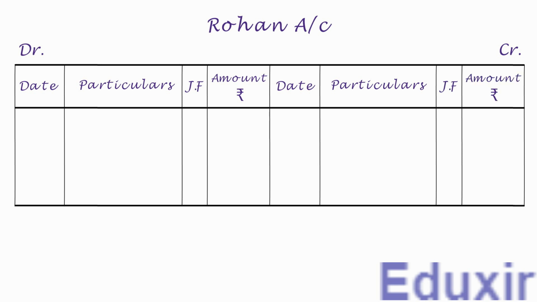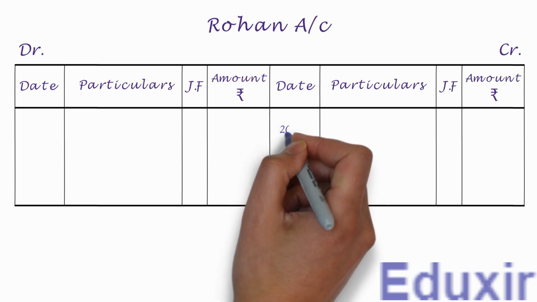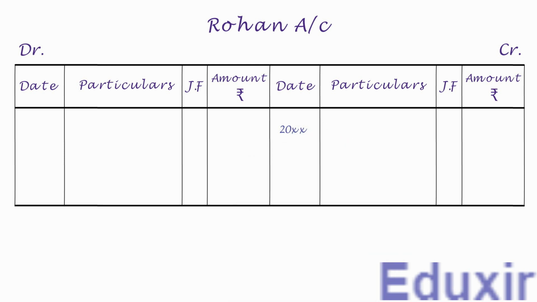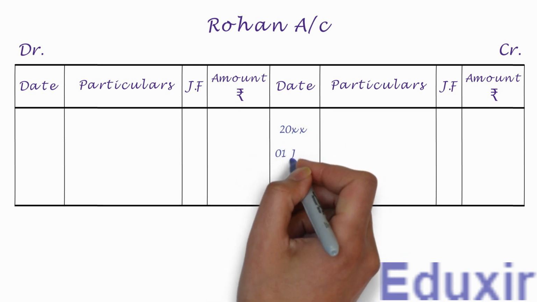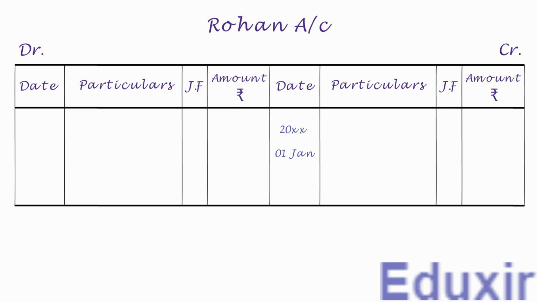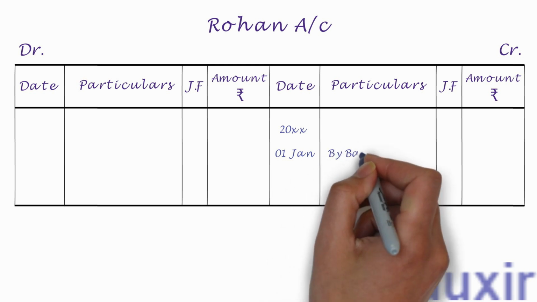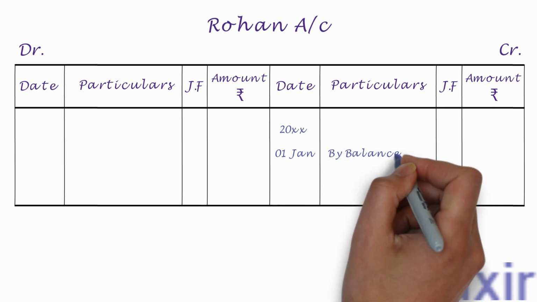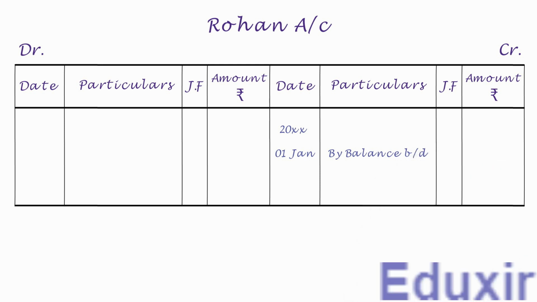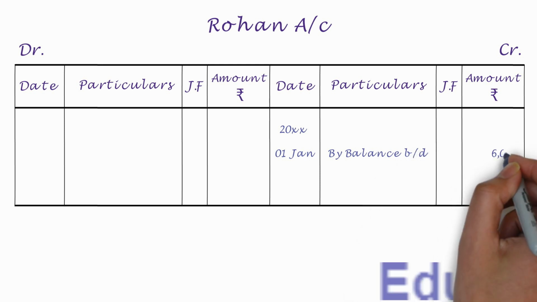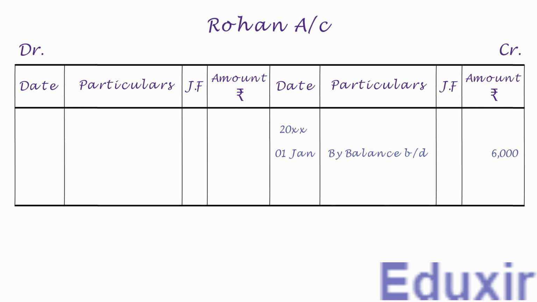Now on the credit side, let us first write the year in the date column. Let us now write the date. We need to write by balance brought down into the particulars column. Let us write the credit amount of 6,000 rupees into the amount column. That completes the posting of this journal entry into the Rohan account. Let us now take up the next entry.